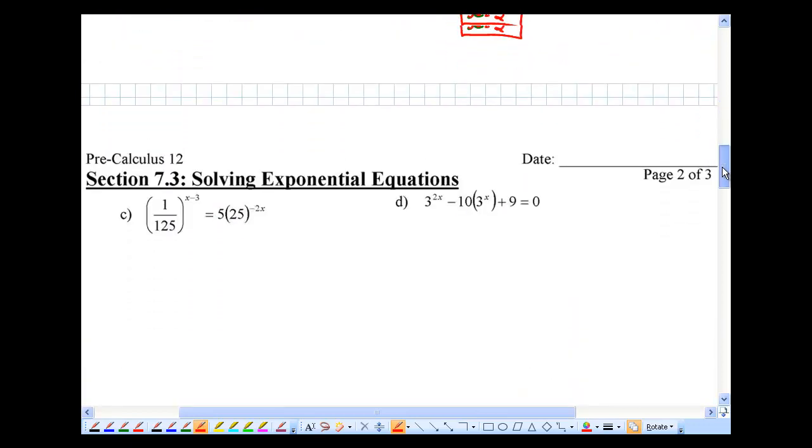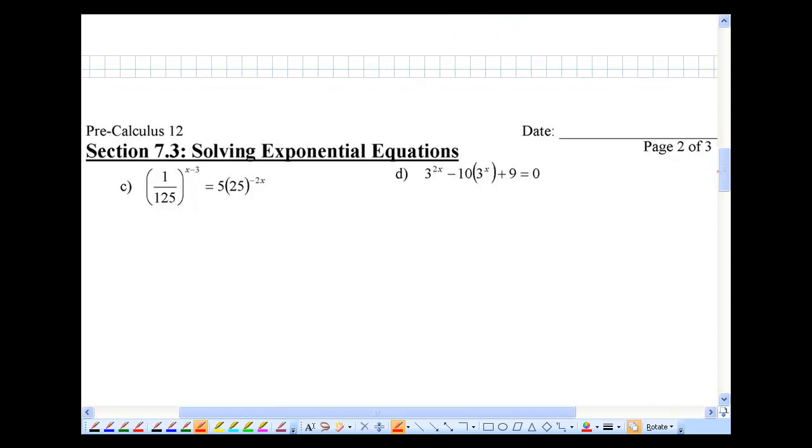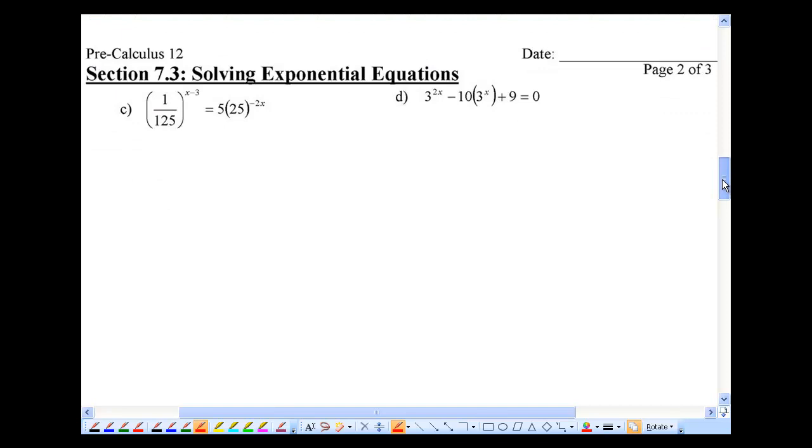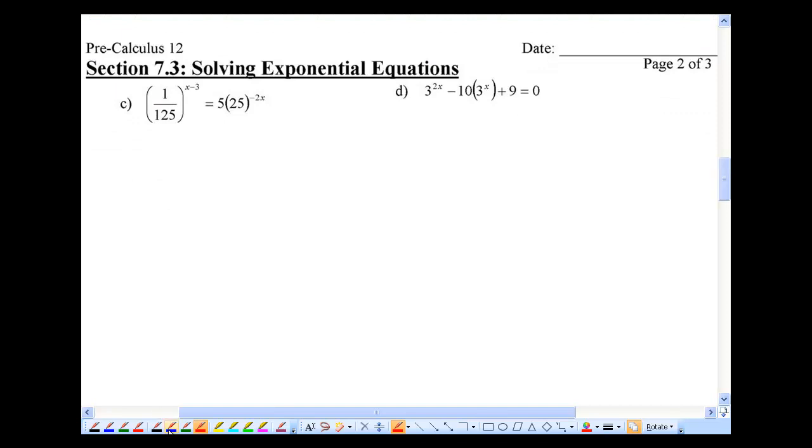Oh, a few more trickier ones, hey? Okay. Alright, let's do C first. C I think you can handle, because 1/25 and 25, well, I think we've done that before. The only weird thing here is that 5 that's in front of the 25. I'll show you how to do that in a moment, but let's just see what you can handle first. That's right, base is 5.